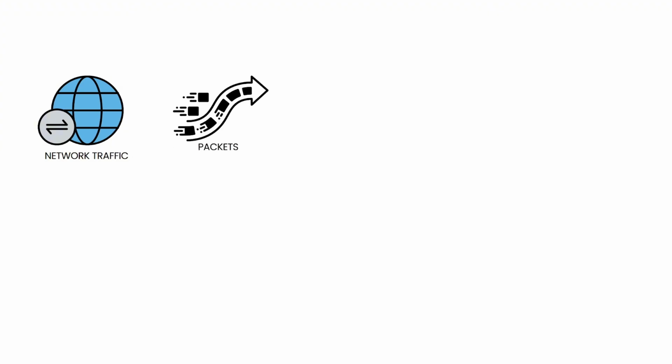Second, we have packets. When data travels across the network, it isn't sent all at once. Instead, it's broken into small units called packets. Each packet contains a piece of the data, plus information about where it came from and where it's going.